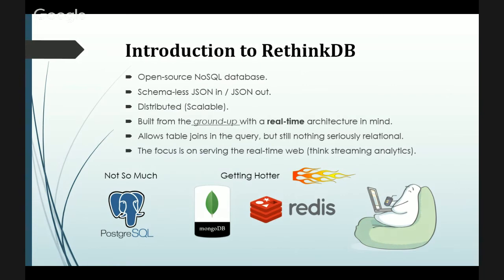So you can actually join 2 documents based on an ID. Nothing seriously relational. You wouldn't want to do anything like you do in Postgres or SQL Server. The focus is on real-time stuff with everything. So not so much Postgres, a little bit more like MongoDB. Redis is an in-memory real-time database, so that's a little bit different because it doesn't ever get persisted, but that's kind of where it fits.